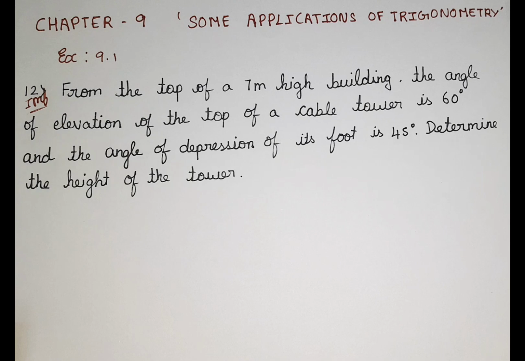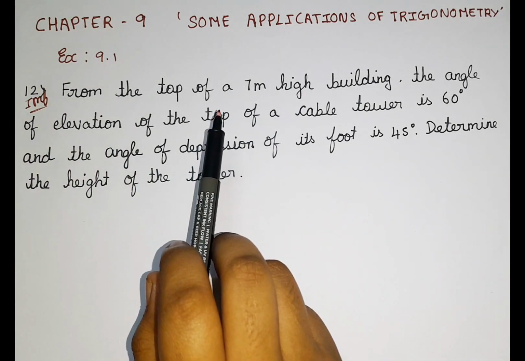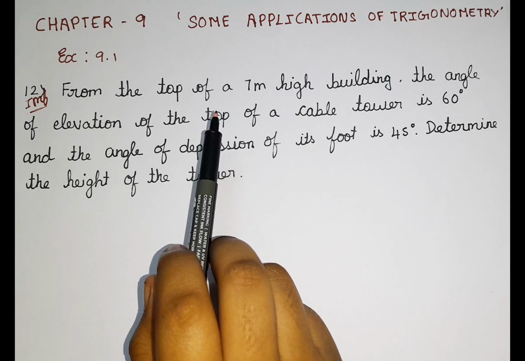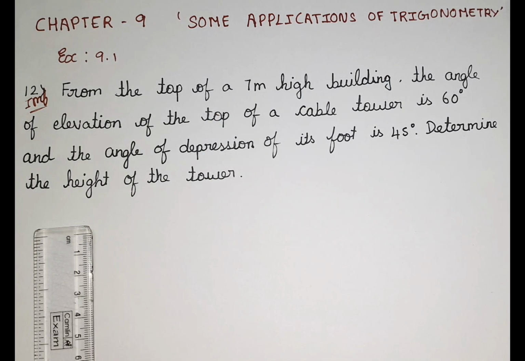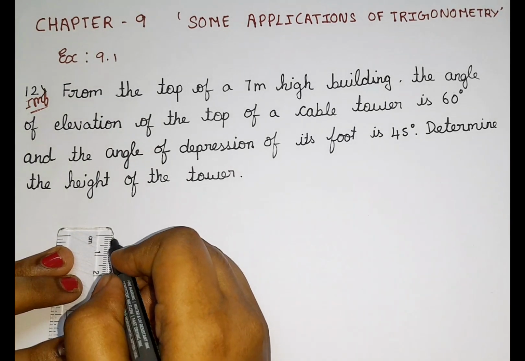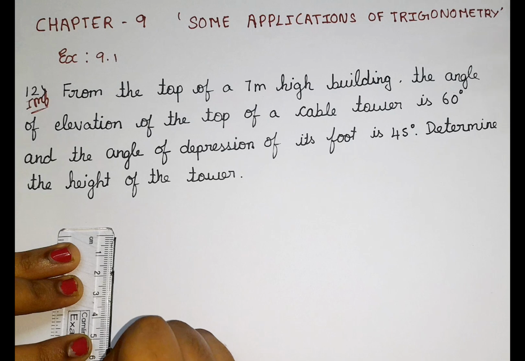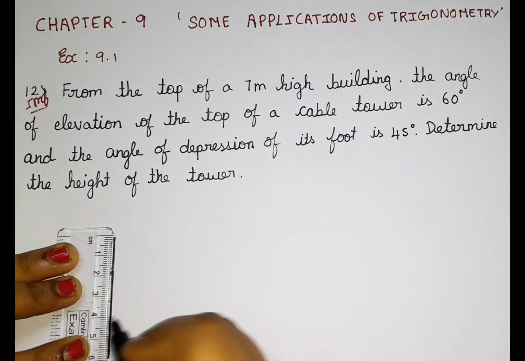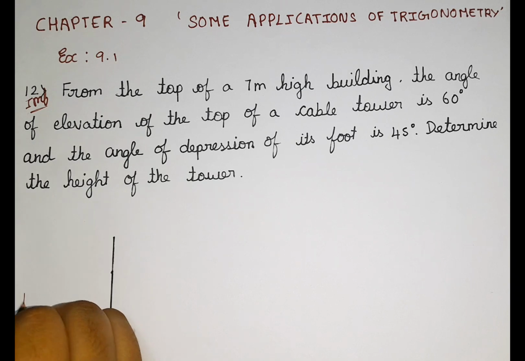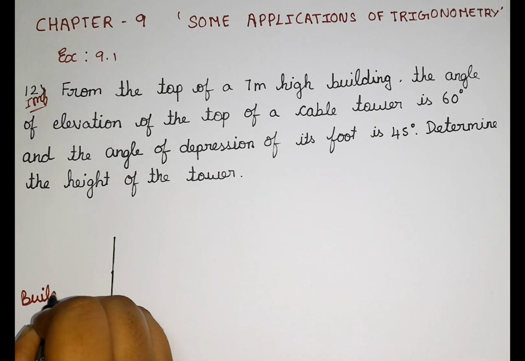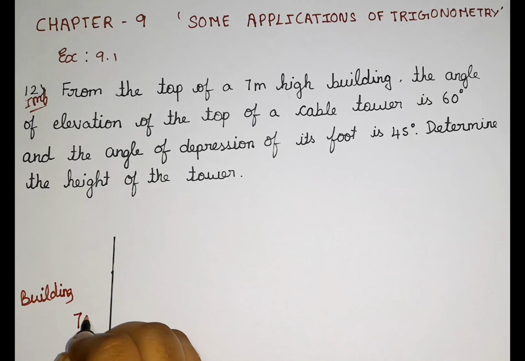From the top of a 7-meter high building. So they are talking about a building, isn't it? So now let's draw a building. Here I am going to take this as a building. Okay, so this is a building. I'll just write here, building. So the height of this building is 7 meter.